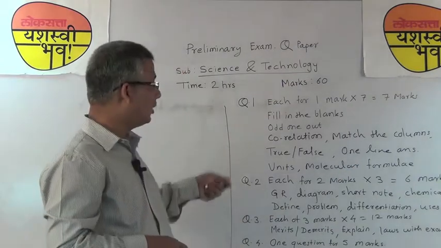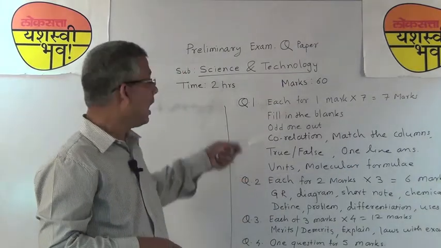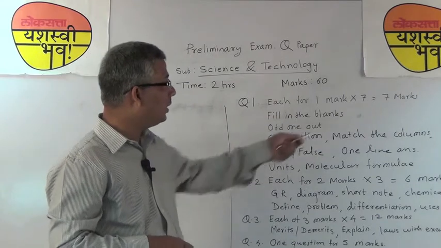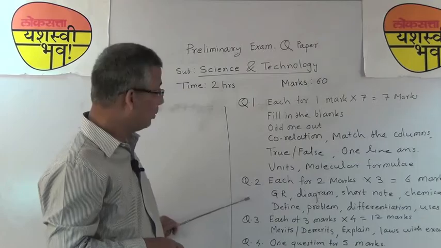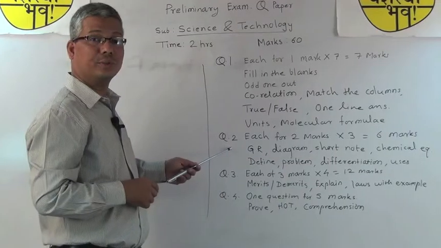So all these are the objective type questions. Out of this, they may ask you anything for the 7 marks. Okay, we'll go on to question number 2. Now we'll talk about question number 2.